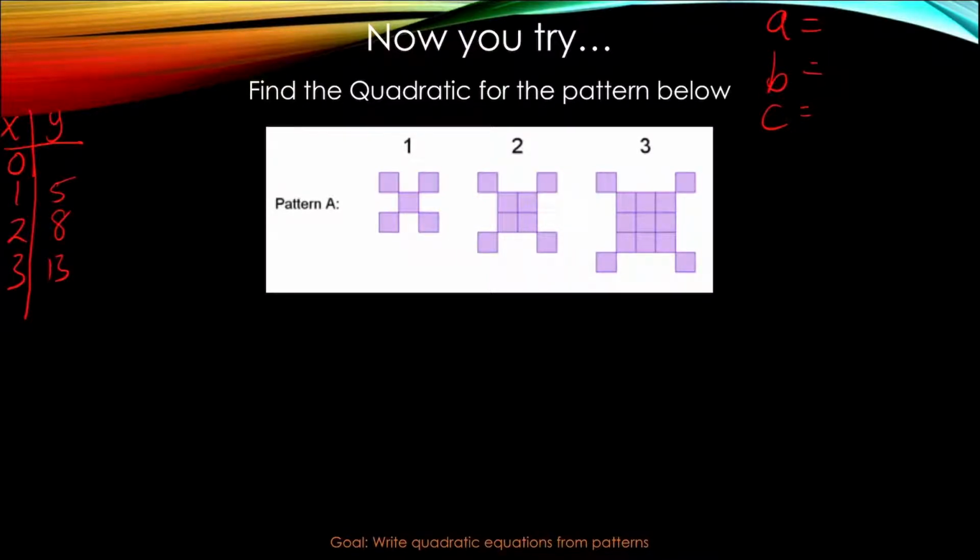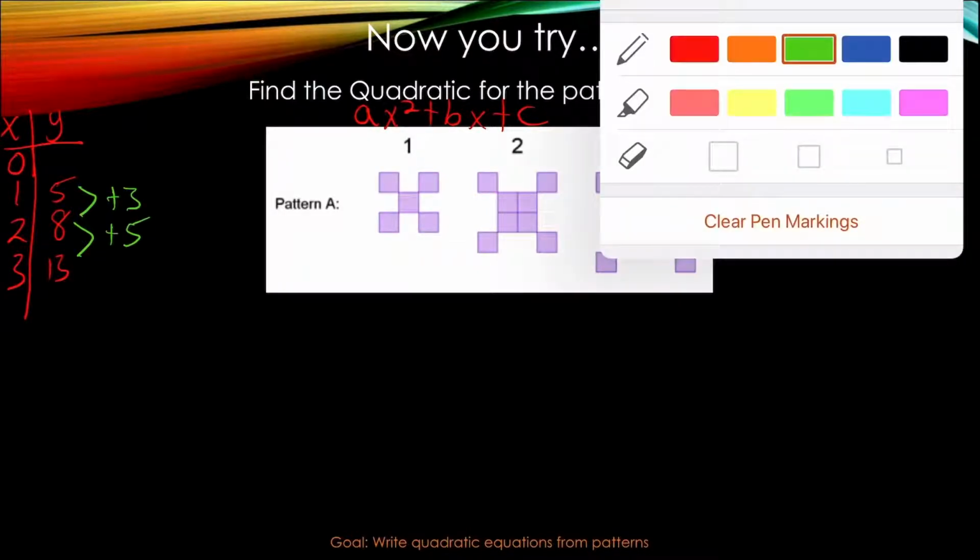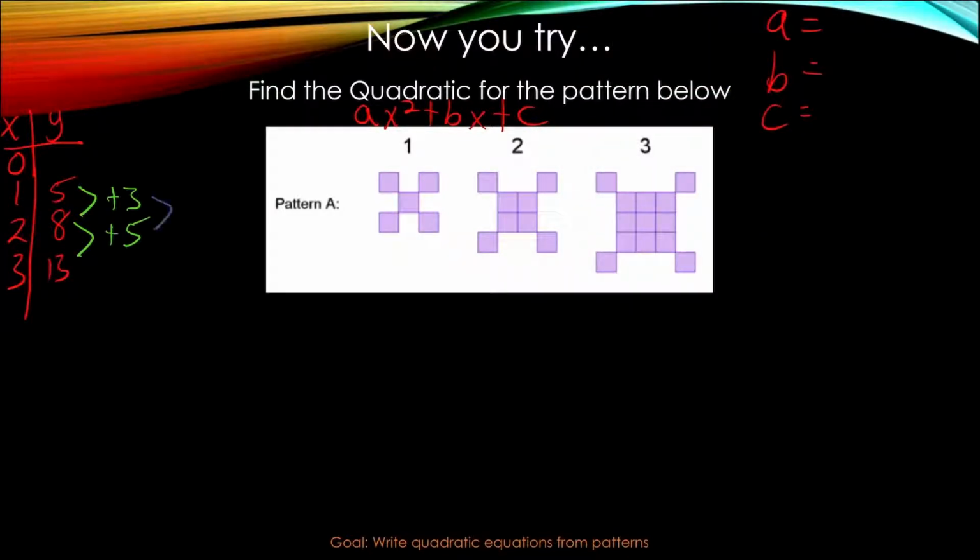So remember, we're starting with ax squared plus bx plus c. Alright, so a is the second difference divided by 2, so I need to find the second difference. So 5 and 8 is plus 3, and 8 and 13 is plus 5. Usually we need another term to determine if something's quadratic. I'm telling you to find the quadratic for the pattern below, so I'm telling you it is a quadratic pattern already. 3 plus 5 is a plus 2. So there's my second difference.